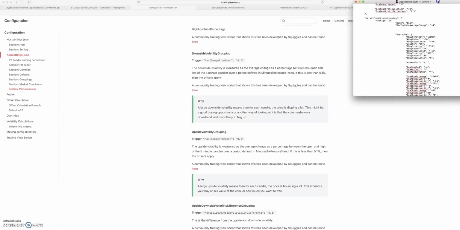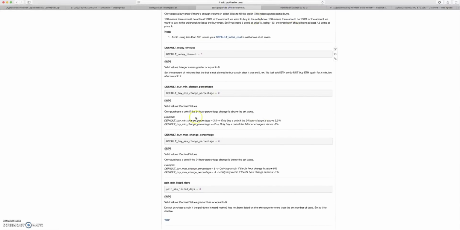And before I dive really deep into this, I'll go over some of the Profit Trailer version 2 stuff that kind of changed, where people are saying, oh, maybe it's all baked in. I don't really need PT Feeder. So if we look at this, default buy min change percentage is 0. This basically is saying only purchase a coin if the 24-hour percentage change is above the set value. So this is actually a really cool setting.